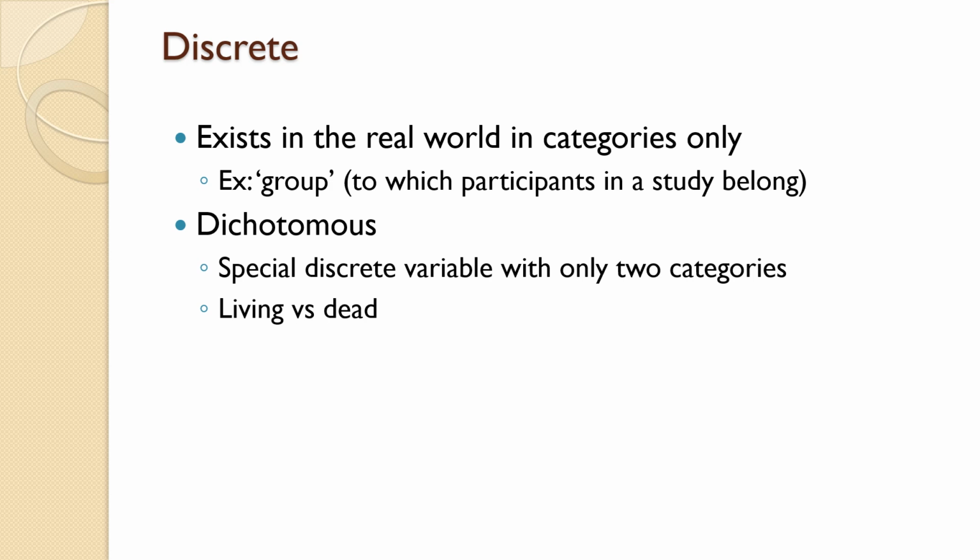There are those that exist in categories only, and those are called discrete variables. And dichotomous variables are a special kind of discrete variable with only two categories. So the example that's often given is living and dead, which is pretty unambiguous, right? A person, a biological person, an entity, an animal is either living or dead.